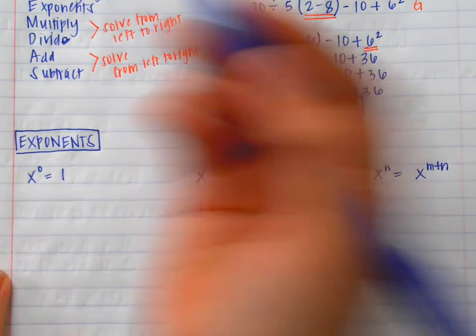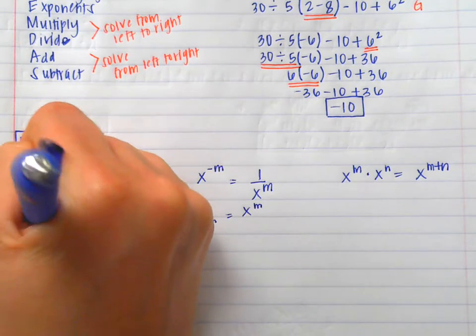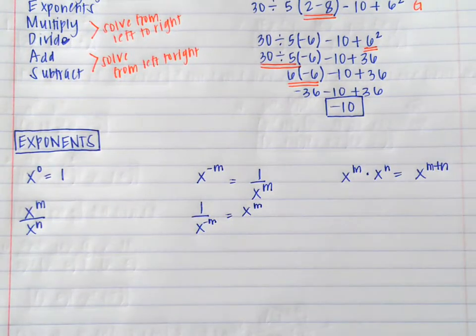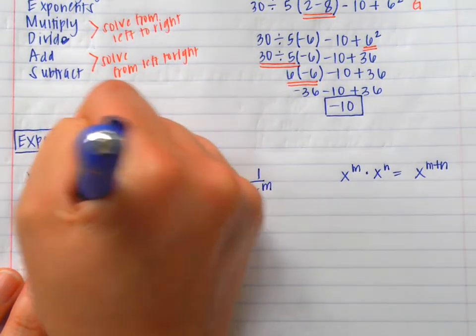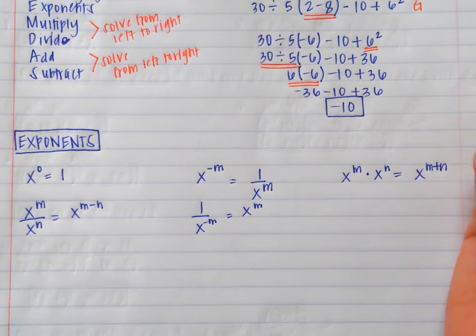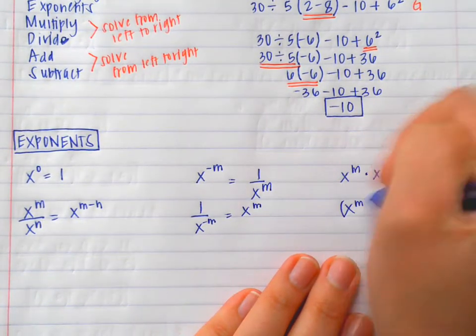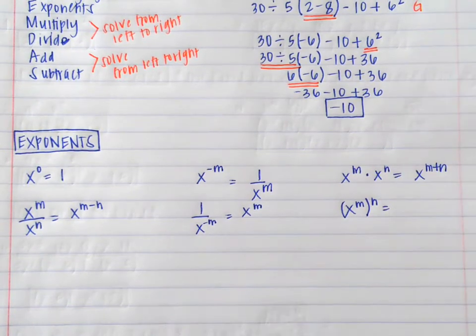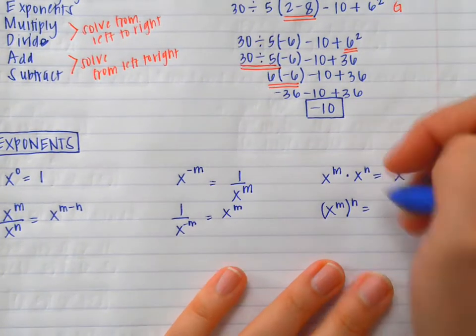Okay, let's try dividing. So if I have x to the m over x to the n, when we're dividing, what do we do with the exponents? If you're thinking subtraction, you'd be correct. So it would be x to the m minus n. And then our last one is power to a power, which we talked about in our last video. So power to a power, x to the m raised to the n power, we multiply.